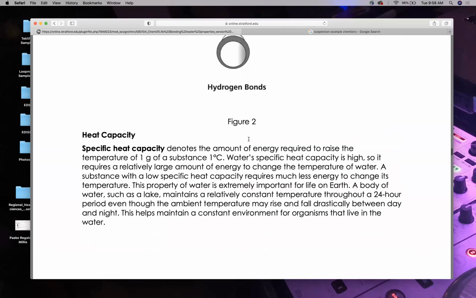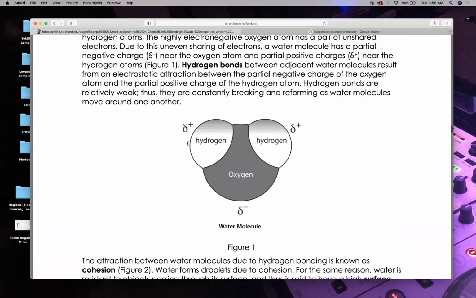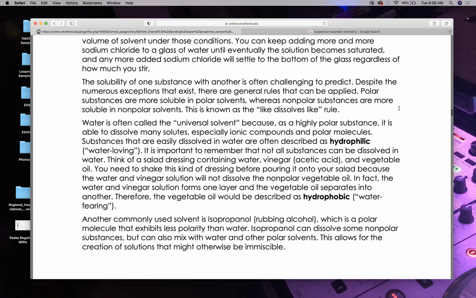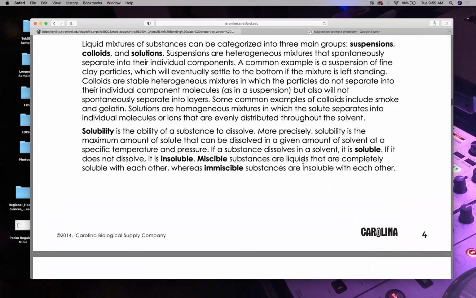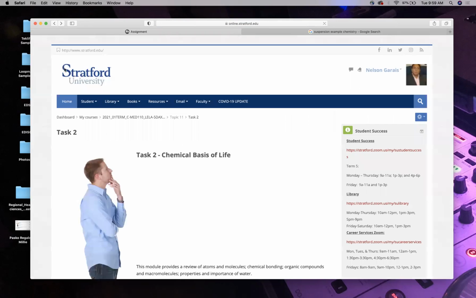Heat capacity, nice to know, but these other items here are a little bit more important. So solutions, partial positivity, partial negativity, formation of hydrogen bonds, the definition of hydrophilic versus hydrophobic. These things are more important than knowing the specific heat of water and the boiling properties of water. You'll learn that if ever, for those of you who are going into nursing, you will most likely be taking SCI 260, which is biochemistry.